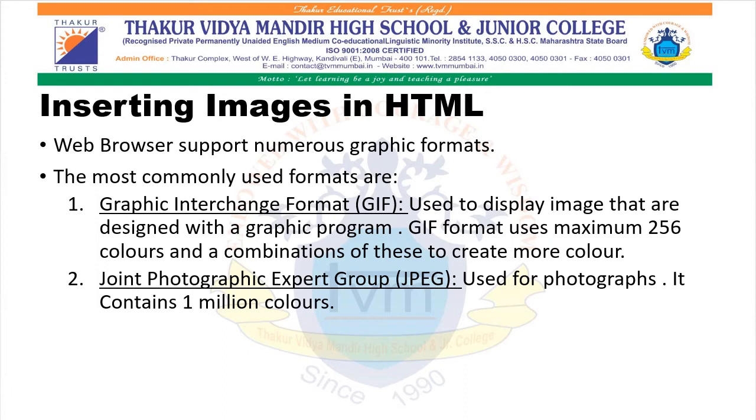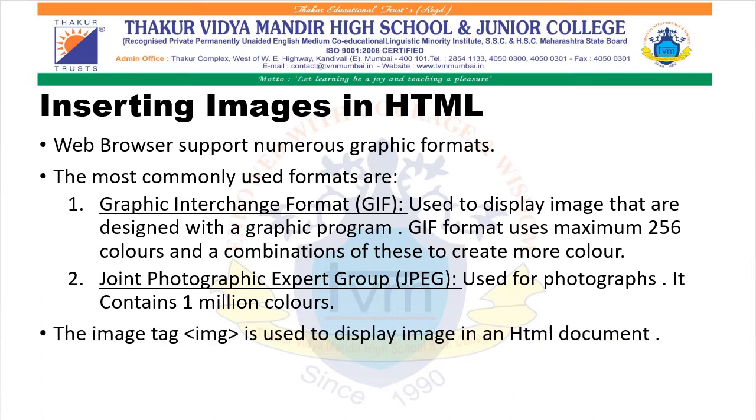And JPG, that is Joint Photographic Experts Group, is used for photographs, that is images, like the image of your family, the image of yourself, and any picture that you see on a website or in a Google search. Those images are made of 1 million colors or a combination of those colors. Now the question arises: how to insert the image in HTML?